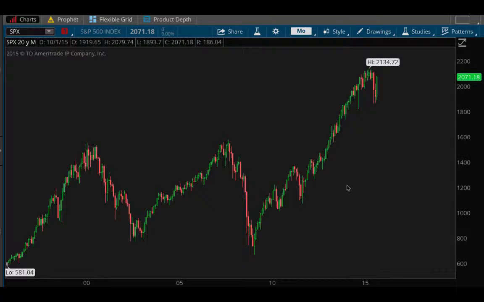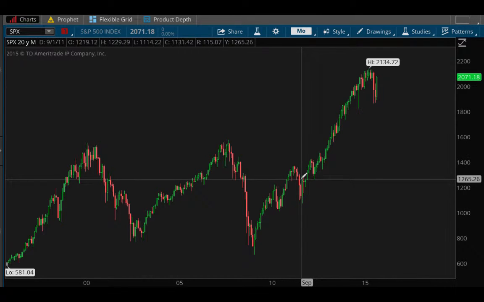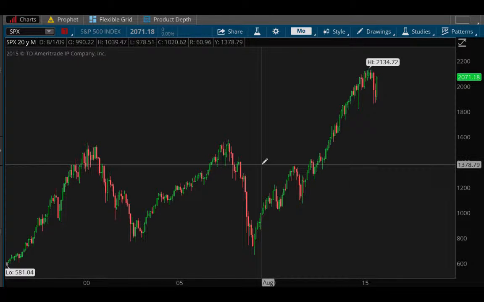The first one occurred during the bubble of 2001. The second one occurred during 2008. And the third one may have just occurred a few months ago. So let's take our retracement tool in Thinkorswim called Fibonacci retracements, and we're going to draw the extension.